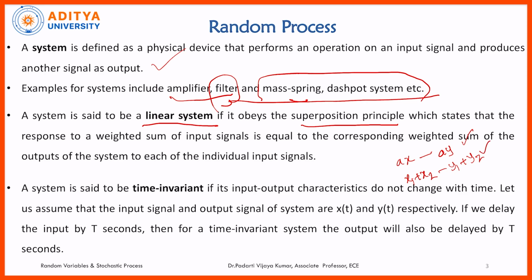So, a system is said to be linear simply when a weighted sum of input signals is given to the system, and it generates the weighted sum of outputs for the given individual input signals. That is nothing but a linear system.